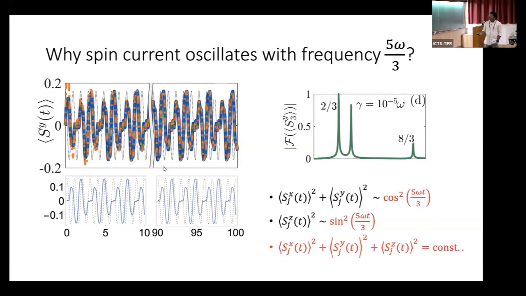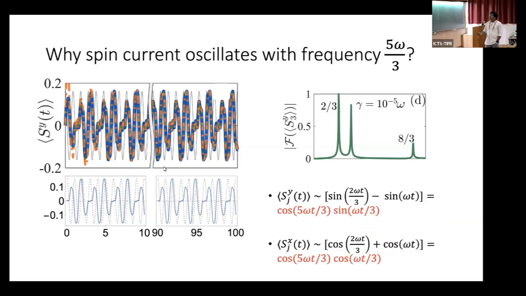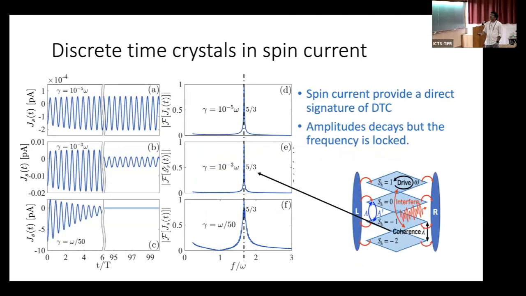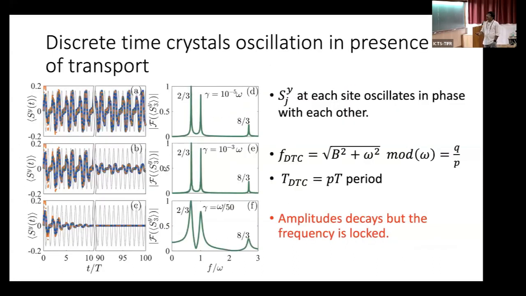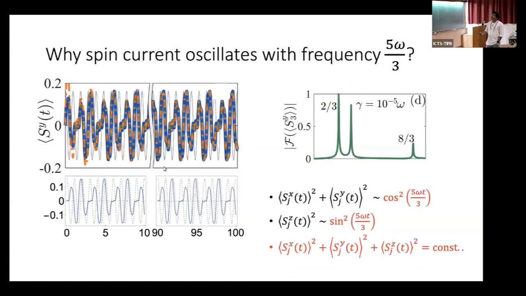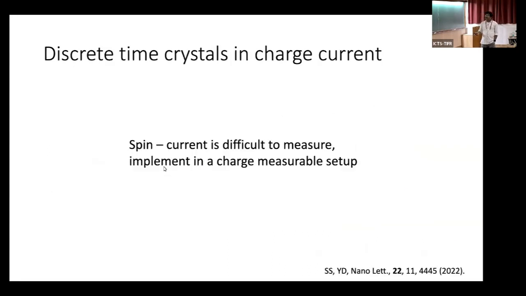Now, given that for very small gamma, I must have this property be constant. As you can see, the SZ oscillates. It should oscillate with 5/3 omega, and this is what was happening here. Having said that, I showed you that I have to look at the spin currents. Now, looking at spin current is difficult in the sense that I have to tune my leads in a quantum dot setup to really filter spin up and spin down and then look at the spin current.